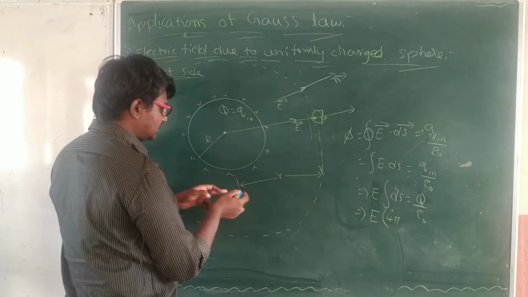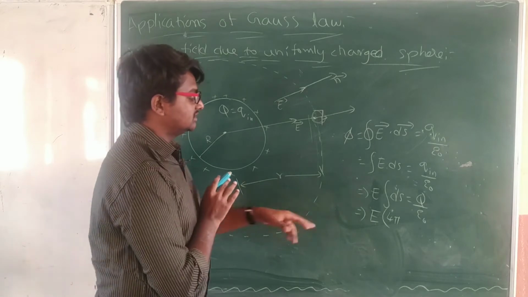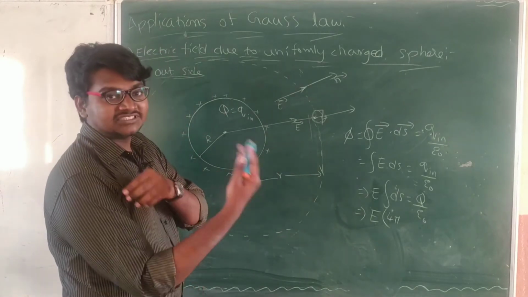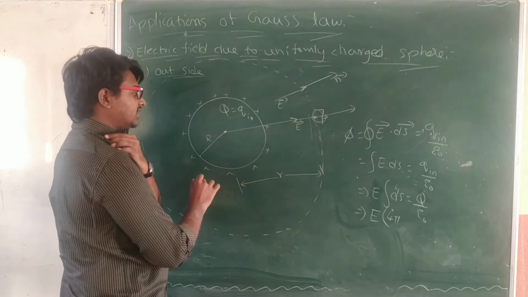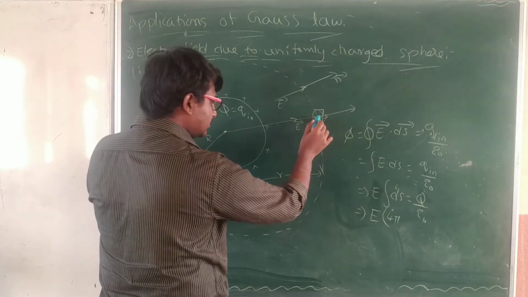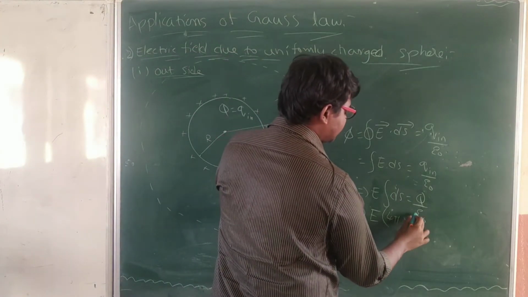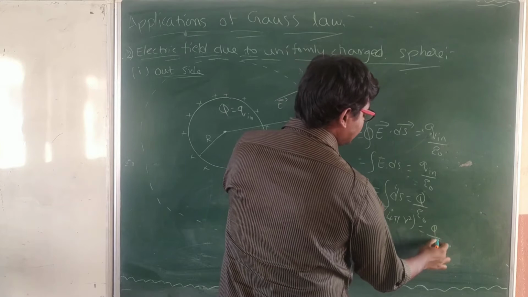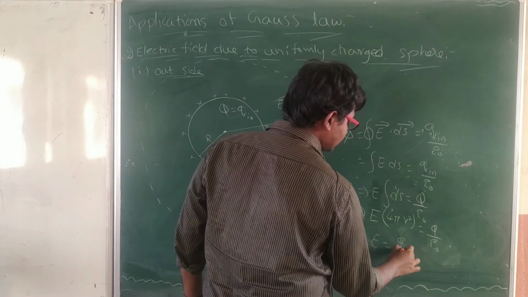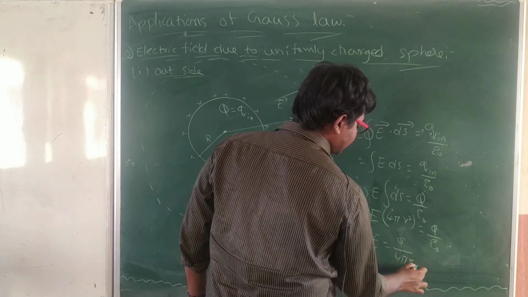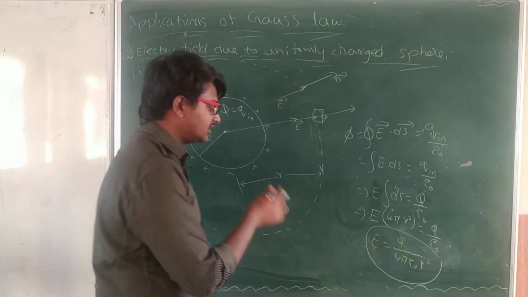Which r do we have to consider? The small r. Why? Because we are taking the surface area of the Gaussian surface that we have selected, not the surface area of the sphere itself. We are taking the point at this location, that's why we need to consider 4 pi small r square, which equals Q by epsilon naught, and we want the E value. E is equal to Q by 4 pi epsilon naught r square. We got it in this manner.